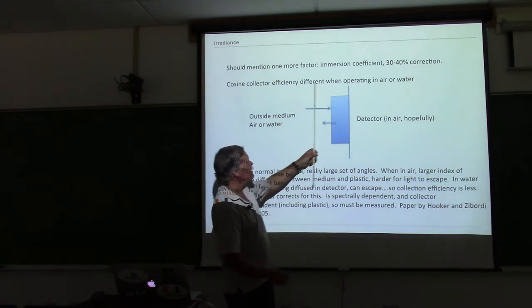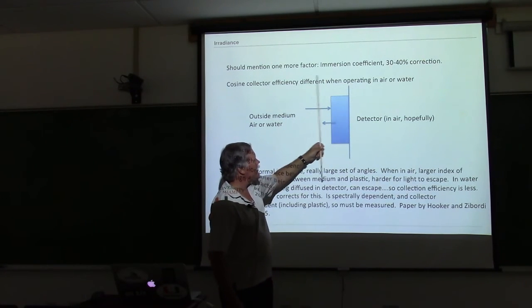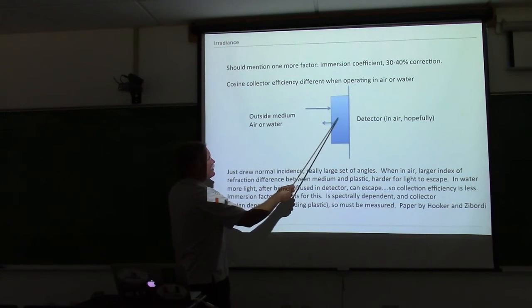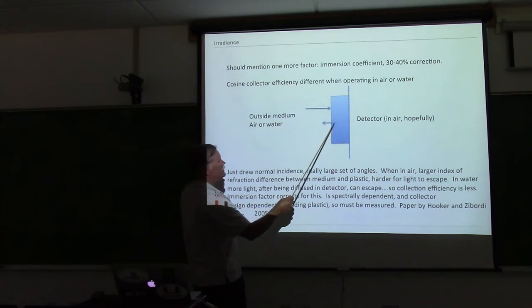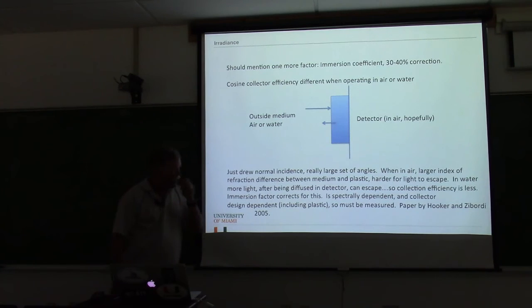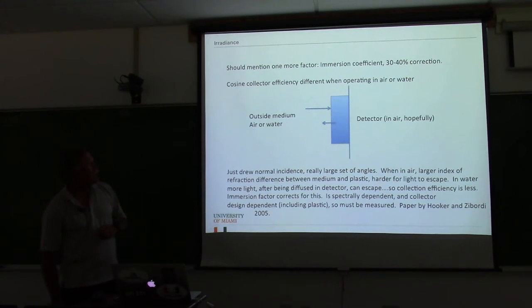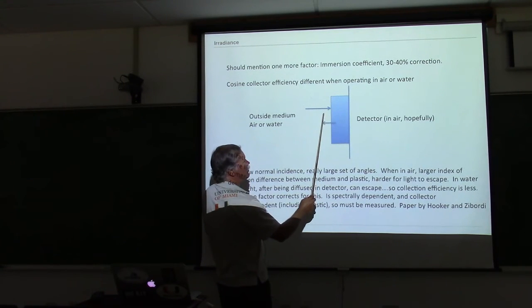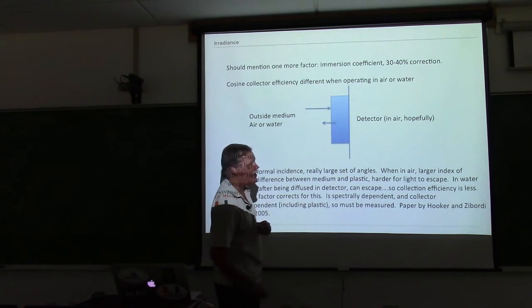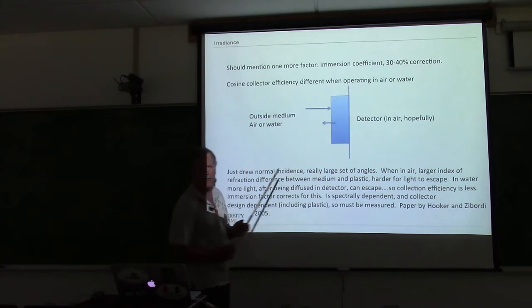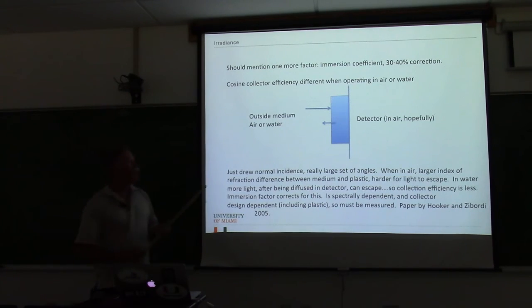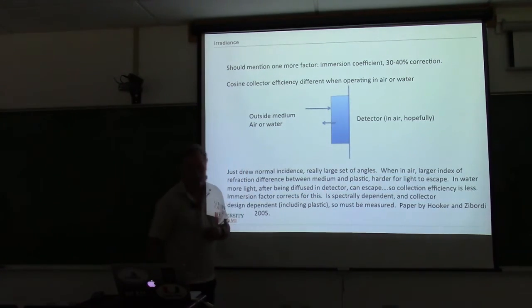If I do this measurement in air, somewhere as the light comes in, it'll bounce around in this diffuser. Some of the light will bounce back out. Some of it will keep going through. If I now put that in the water, because the index of refraction difference between the water and the plastic isn't as big as it is in air, more light will actually escape and once it's in the diffuser, will actually bounce back into the environment, which means there's less to get back into the detector.